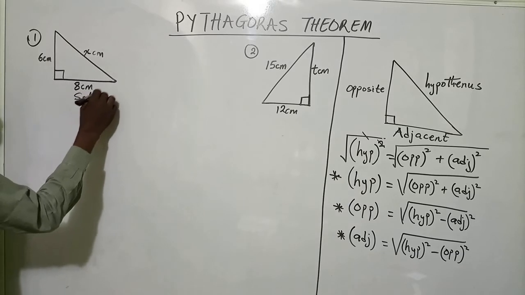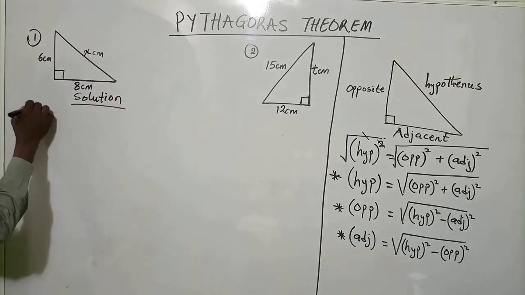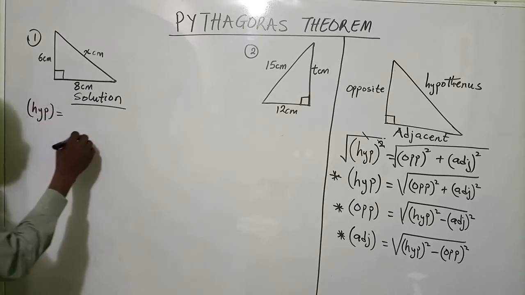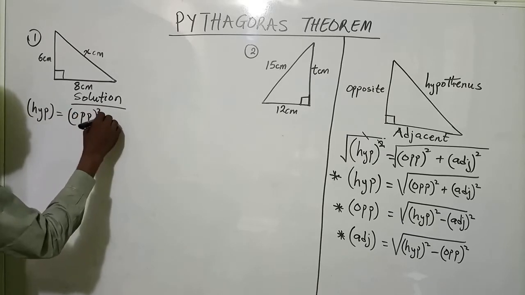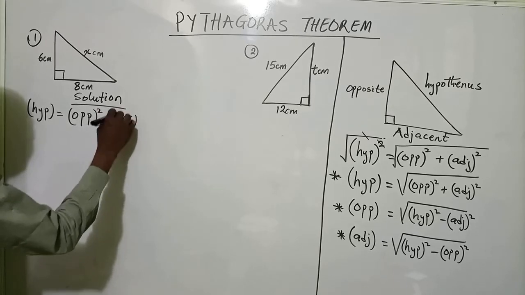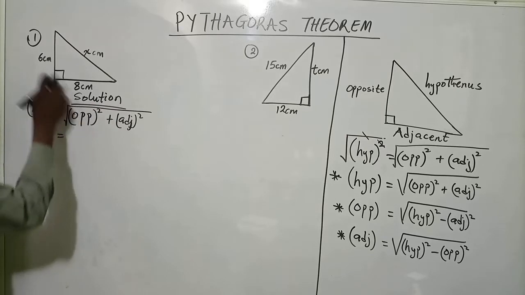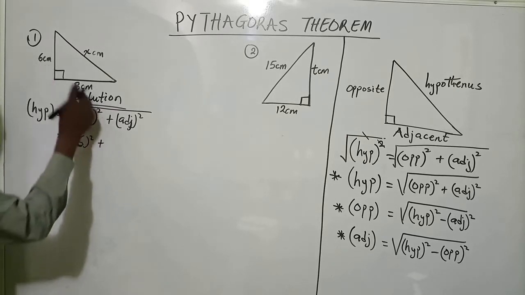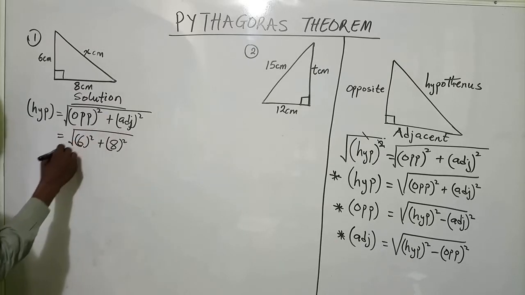So write solution. Using that formula, I will say hypotenuse equals the square root of opposite square plus adjacent square. So the opposite is 6 centimeter, so 6 square, plus the adjacent is 8, 8 square. You take the square root.